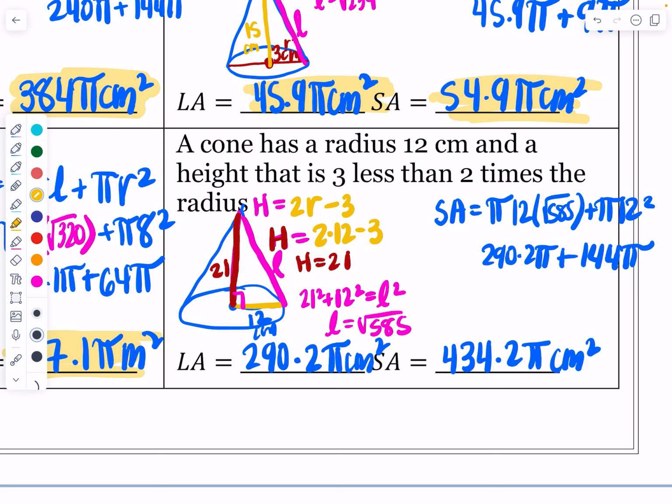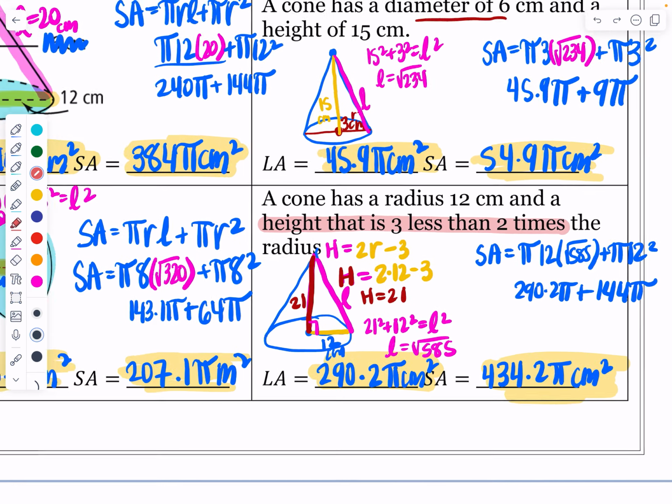So that one was quite a bit harder. We can do that together in class one day. We can do another one like that. So it just gives you this expression. This is the only thing that makes it a little bit harder. I was making sure it gave us our height, not our slant height. It gives you a height that is 3 less than 2 times the radius. And so we just plugged in our radius that was given. So that's a challenge question for sure.